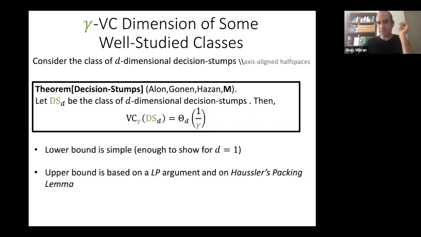So the lower bound is simple. It's enough to show it for D equals 1 if we don't care about the dependence on D. The upper bound is more interesting. In particular, here we were not able to use the corresponding tools from discrepancy theory, and we had to adjust. The proof is based on a linear programming argument and Haussler's packing lemma. Again, that's only for those of you who know what this means; I will not get into technical details in this talk.